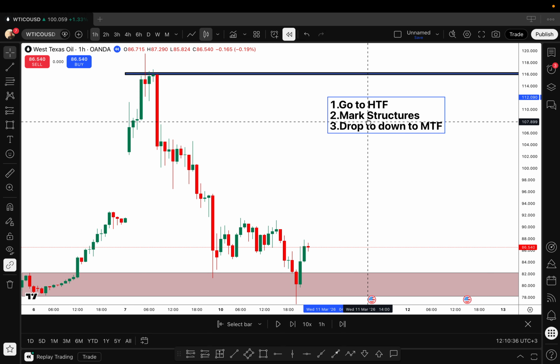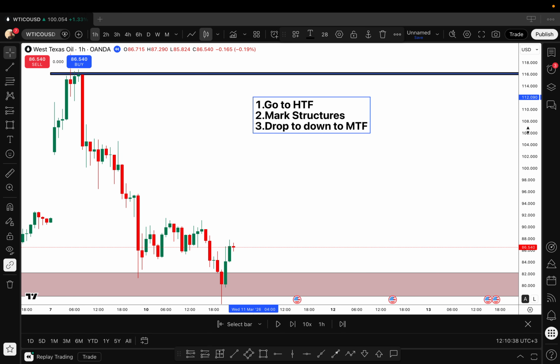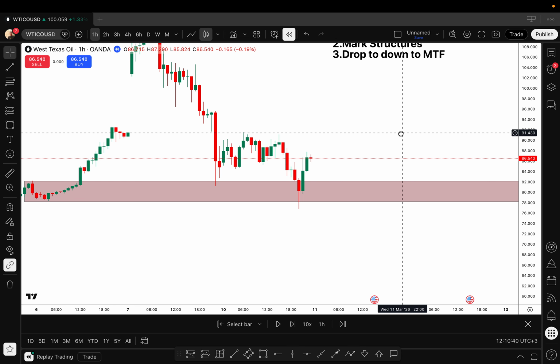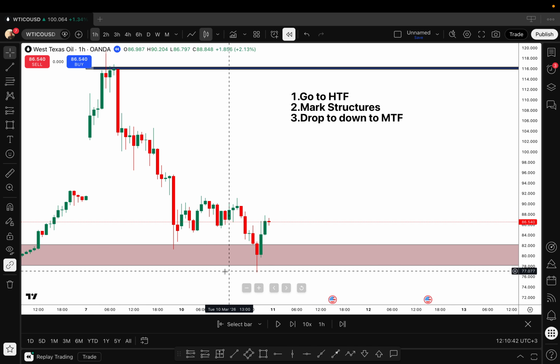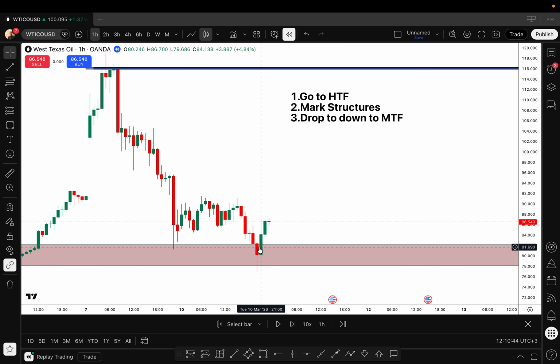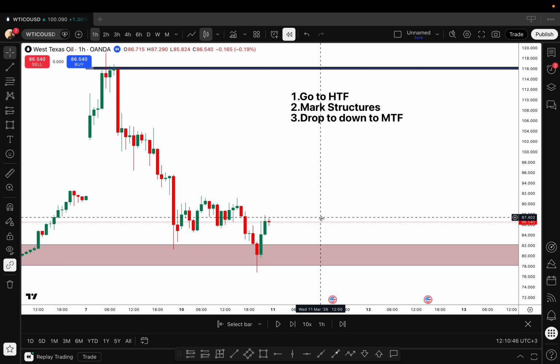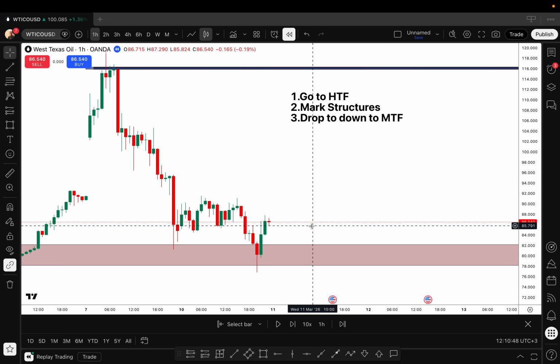So now when you come to the 1 hour, you can see what is going on here. You can see that price, this is USL. You can see that price was making lower lows, lower highs, lower lows, and it was ranging here a little bit. So what do you want to do? If we are going to buy this market, remember we said we want to see a change of character, and then we see a break of structure on the medium time frame. Then we can look for our setups. 1, change of character. 2, break of structure on the medium time frame.